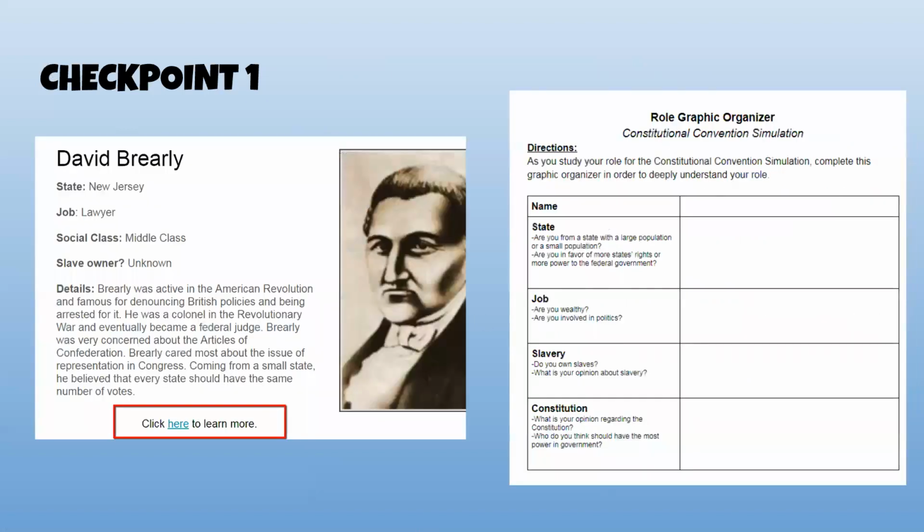So in checkpoint 1, there's a page called role descriptions, and there are about 20 or so, with the image on the left, David Brearley. This is where you'll get your main background information, but the part that says click here to learn more will link you out to another website. You're not held just to those websites. You can do some research on your own through Google, and it is recommended to explore what information is out there on your delegate.